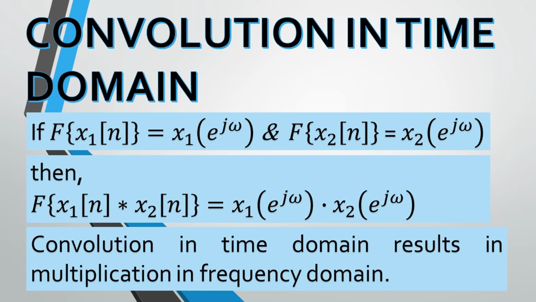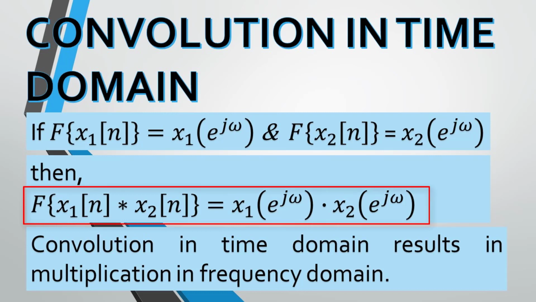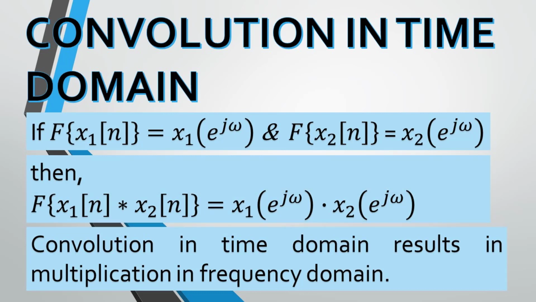Convolution in time domain property. If the Fourier transform of x sub 1 of n is equal to X sub 1 of e raised to j omega, and the Fourier transform of x sub 2 of n is equal to X sub 2 of e raised to j omega, then we can state that the convolution of x sub 1 of n and x sub 2 of n results in the multiplication of X sub 1 of e raised to j omega and X sub 2 of e raised to j omega. This property states that the convolution in time domain results in multiplication in frequency domain.